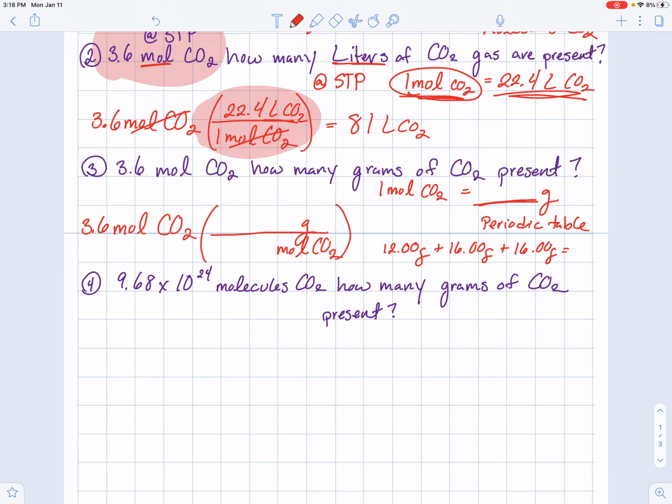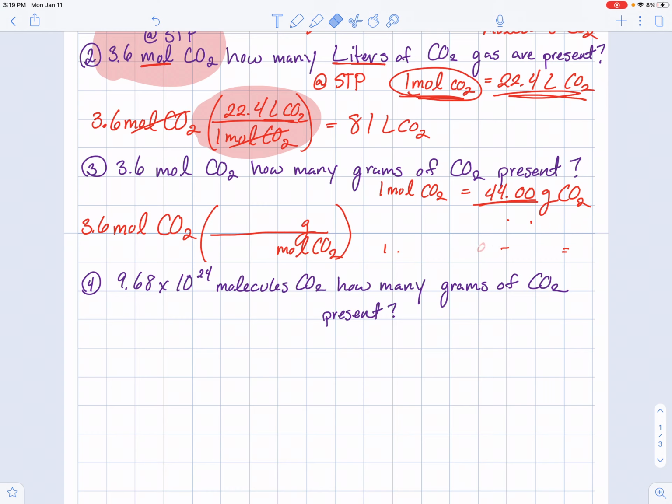And I'm going to add all of those together. That was carbon. These are each an oxygen. So when I add those all together, I get 44.00 grams of CO2. So 1 mole of CO2 is 44.0 grams of CO2. Now I can use this as a conversion factor in my actual problem.